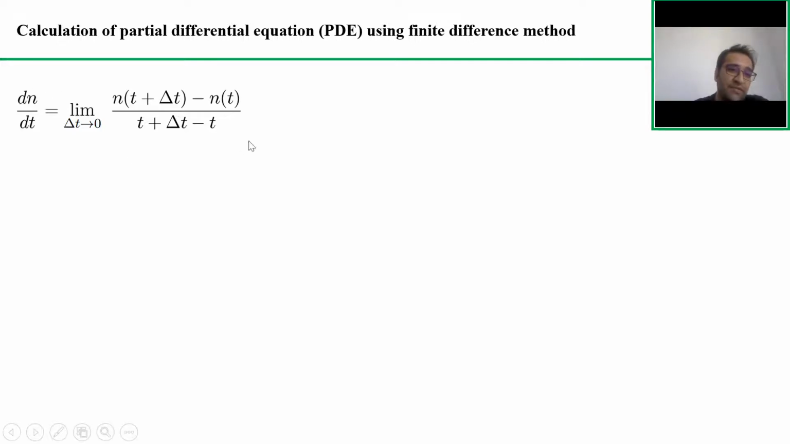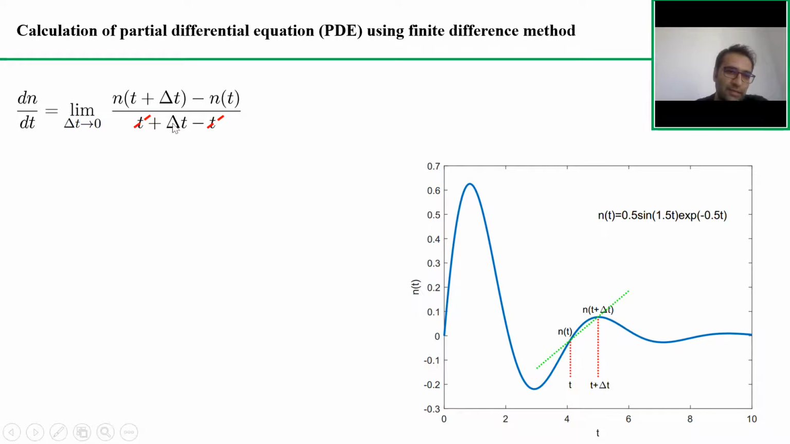We know that the definition of the derivative of a function with respect to t is just the limit of n(t plus delta t) minus n(t) divided by (t plus delta t) minus t, and these two t will cancel out each other. So imagine that we have a function like this. It's just a random function. I choose this function, and if the value of the function at time t equals n(t) and the value of the function at time t plus delta t equals n(t plus delta t), so the definition of the derivative is just the slope of this function when delta t tends to 0.